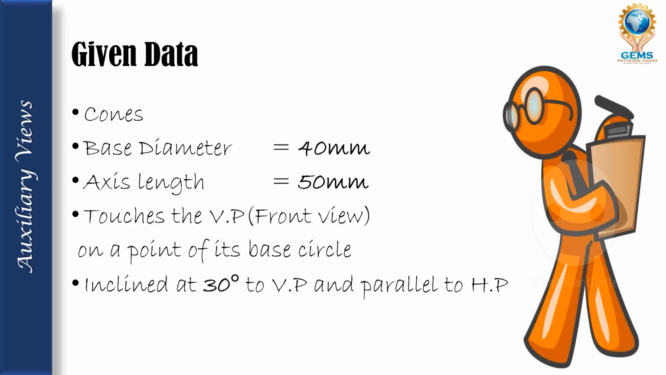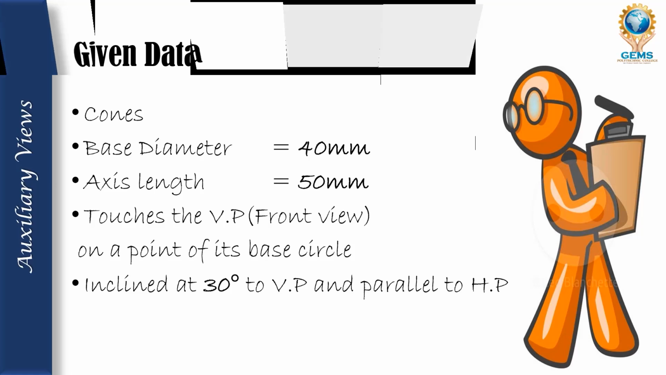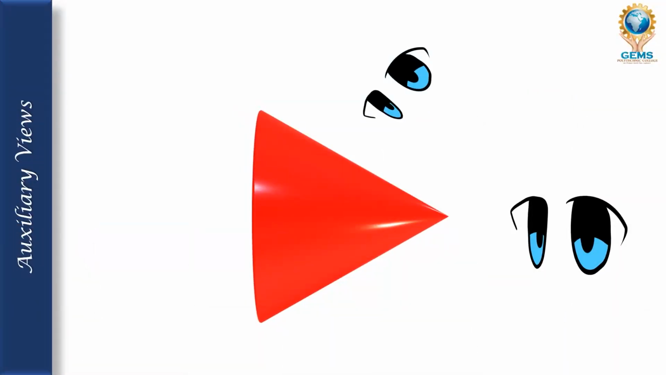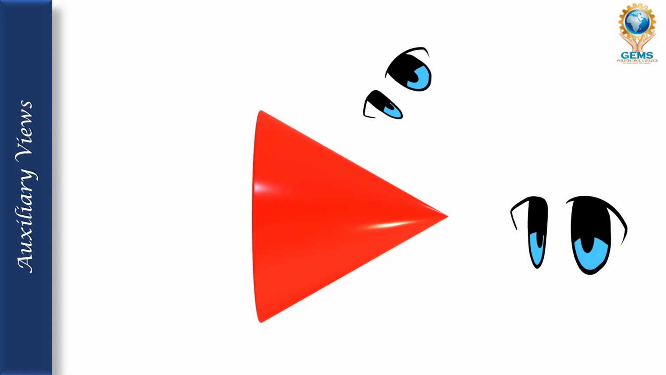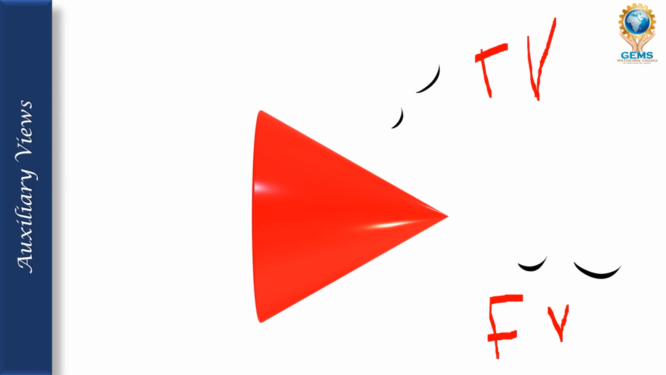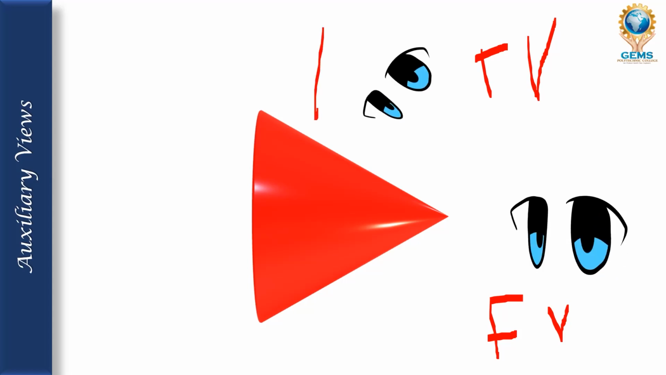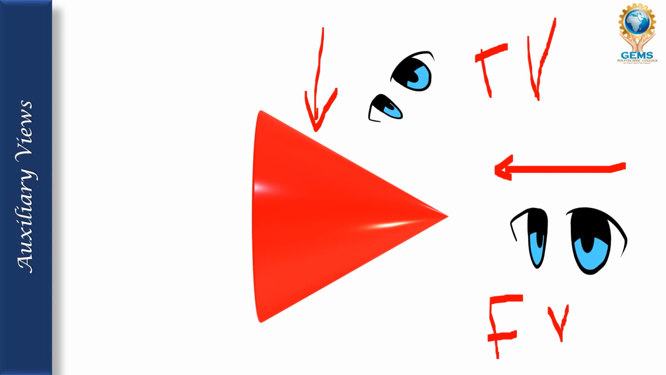Okay, now we are going to see how the cone will look. You are looking at the picture. So this is the cone, how it looks. I already told you I cannot put the eye here, so I keep the eye here. We consider this eye as the front view and this eye as the top view. If I see from here, this is the top view. If I see from here, this is the front view.